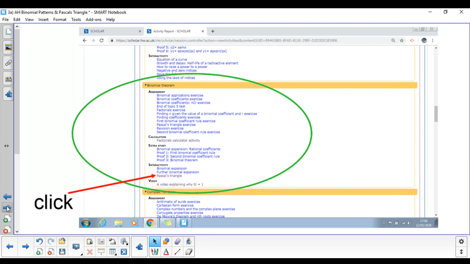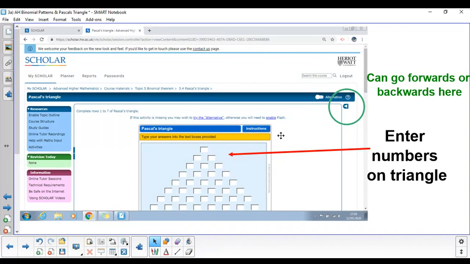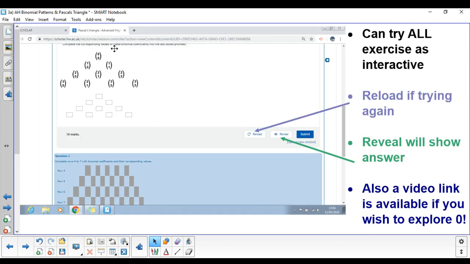So just ignore that. When you get there, you should open up and you'll have instructions and so forth, but all you're going to do is try and put the numbers in. So you know it's a 1, you know the ends are 1s, and then you've got 1, 2, 1, and so forth, and see if you can fill it in. You can go forwards and backwards. If you click that, it should change where you are on the pages, and you can enter the numbers onto the triangle itself. If you scroll down, you'll get the binomial expansion part, and you've to put in just the numbers from Pascal's triangle. If you want to reload, it will try it again. If you want to reveal, it will tell you some answers. And you can see it goes further down.